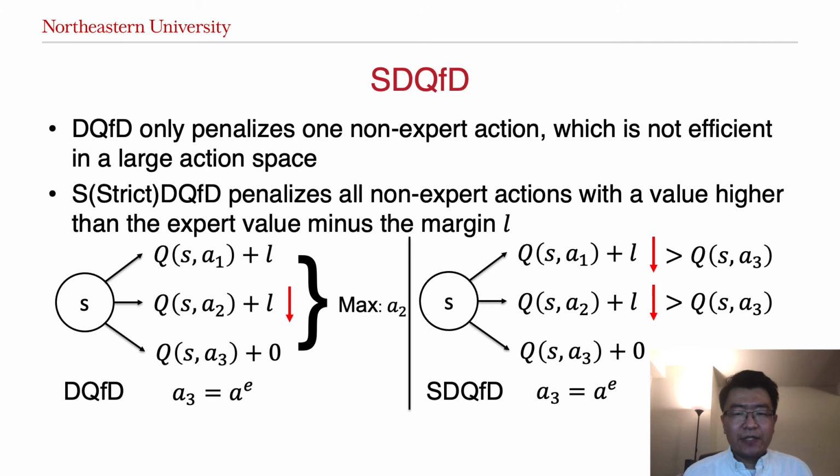Our second contribution is SDQfD, a variation of DQfD. DQfD penalizes at most one action per state with the maximum value, which is not efficient in the large action space. SDQfD penalizes all actions per state with a value higher than the expert action value minus the marginal constant L, making it more efficient in large action spaces.